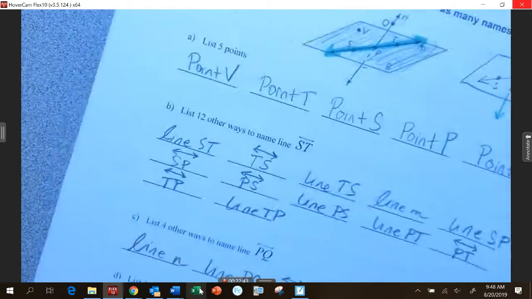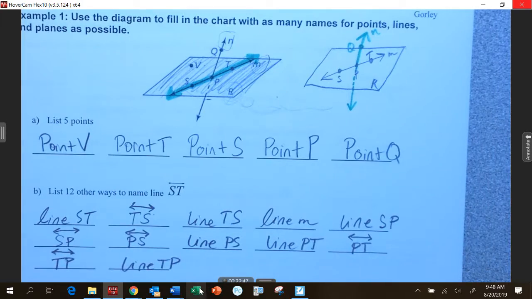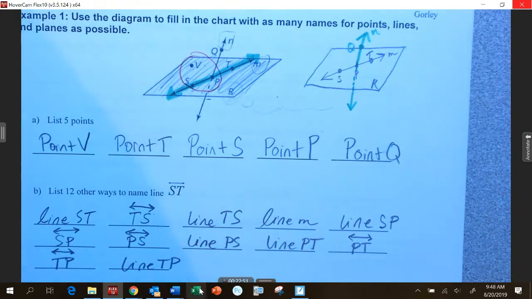Did you write down the other 2 that we had? Okay. So we've used these 3. See, I drew a circle around them. Here, I got another color. We've used these 3.